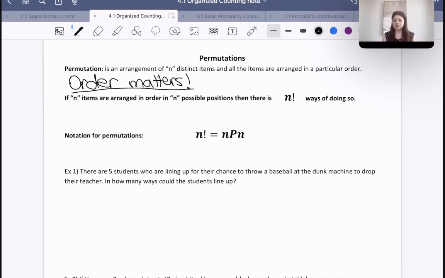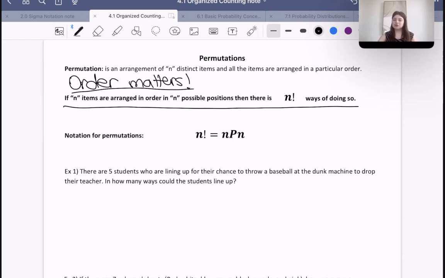And then I also want to briefly mention this notation for permutations, where n factorial is the same as nPn. We'll talk about what nPr is later, but these are the same thing in this case. We would just say n factorial here. Now, why is this true? This tells us that if we have n items and we want to know how many possible arrangements there are, the answer is n factorial. But why is that the case?